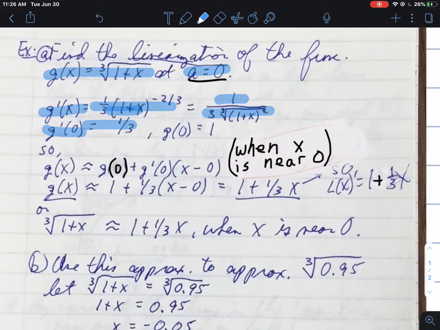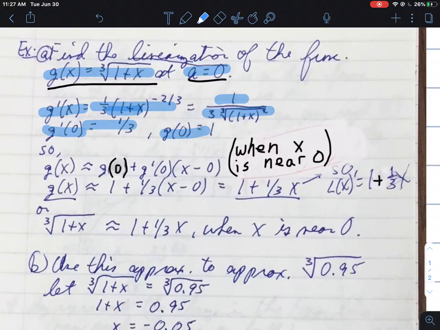We also need the y-coordinate of our point. So when a equals 0, or x equals 0, g of 0, and I'm plugging that back into our function to get our y-coordinate, g of 0 would be the cube root of 1, which is 1. So again, all I'm doing is finding the derivative, the value of the derivative, and the value of the function at the given a value.